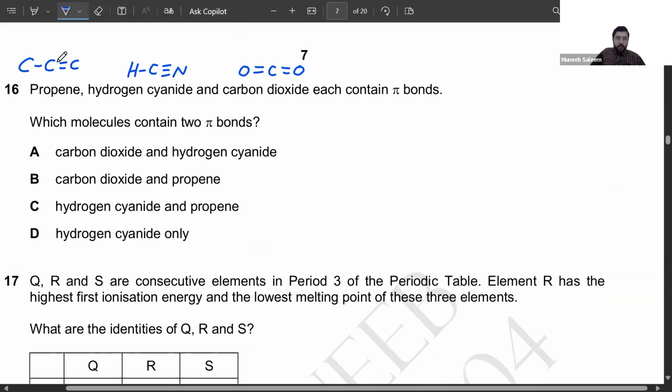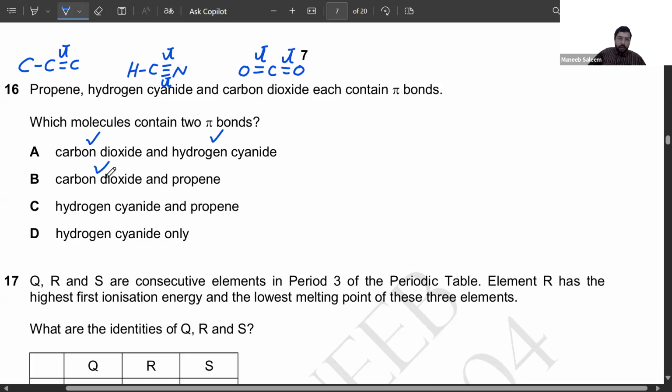Now, in propene, we have 1 pi bond here. In HCN, we have 2 pi bonds here, and in CO2, we have 2 pi bonds. So both HCN and CO2 have 2 pi bonds. So that's why this is the correct answer. A is the right option.